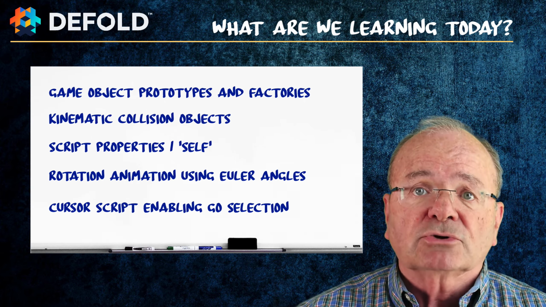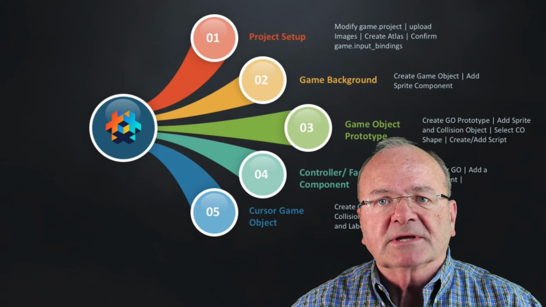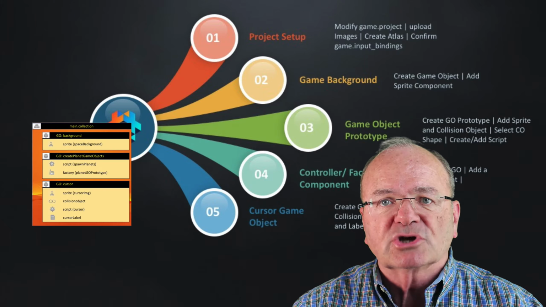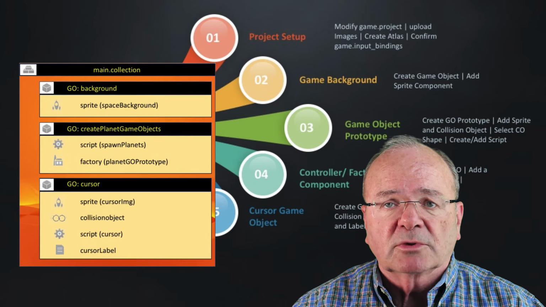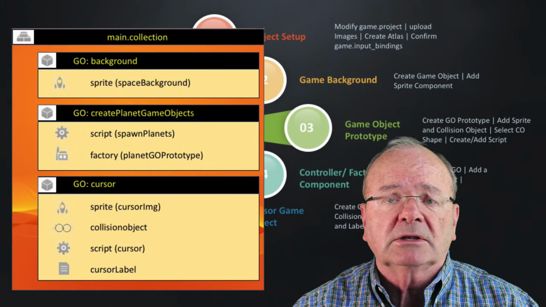So with that as a long introduction, let's go ahead and jump in. Okay, before we get into the detailed step-by-step, let's just take a moment and go through the general design and the build sequence associated with the project. The design is pretty straightforward. We'll have a single collection, main.collection.